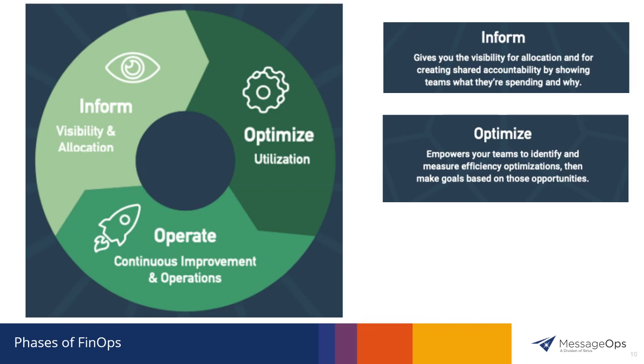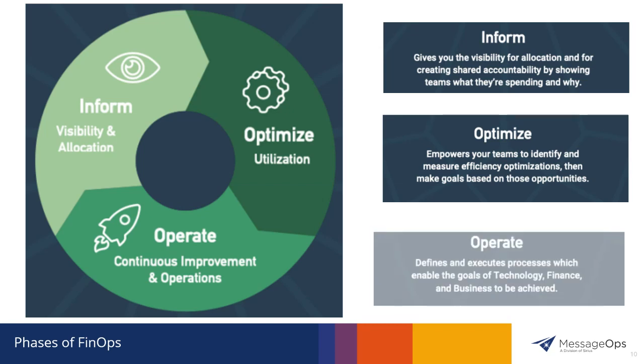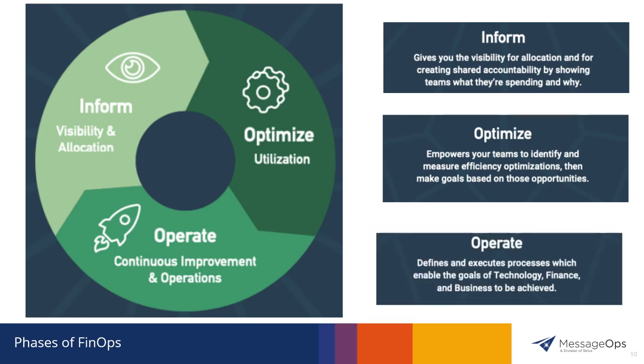But the other thing you have to focus on is now optimize. So you've got the inform piece, you've got the optimize piece. And optimize empowers your teams to identify and measure the efficiencies of the optimizations, and then make goals based on those opportunities. And that's really key. And then the last one, of course, is operate. It defines how you execute the processes that enable the goals of the technology, the finance, and the businesses that need to be achieved. So really, those are the phases of FinOps for the cloud.